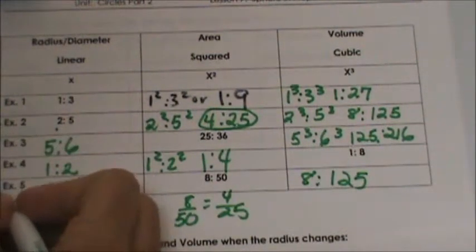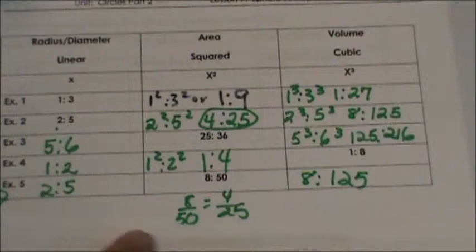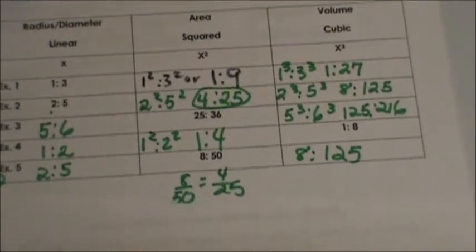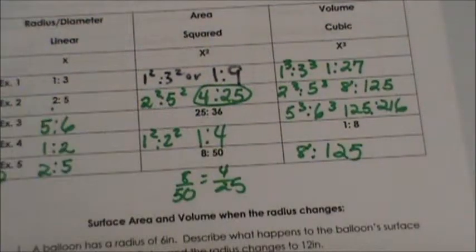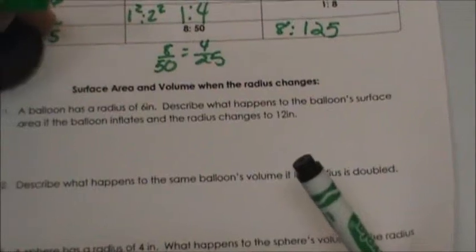Actually, that's the same as number 2, isn't it? But that's all right. You were just given different information. You had to work a different direction. Okay, so let's look at some application problems here on surface area and volume when the radius changes.